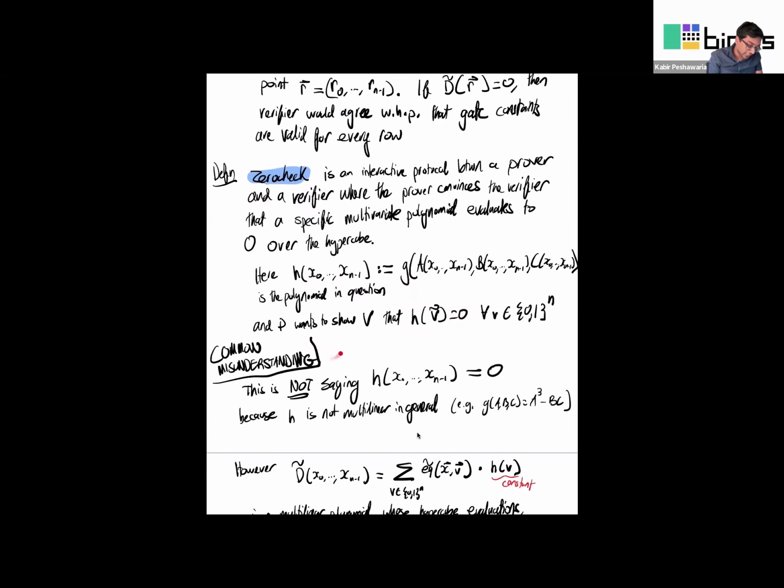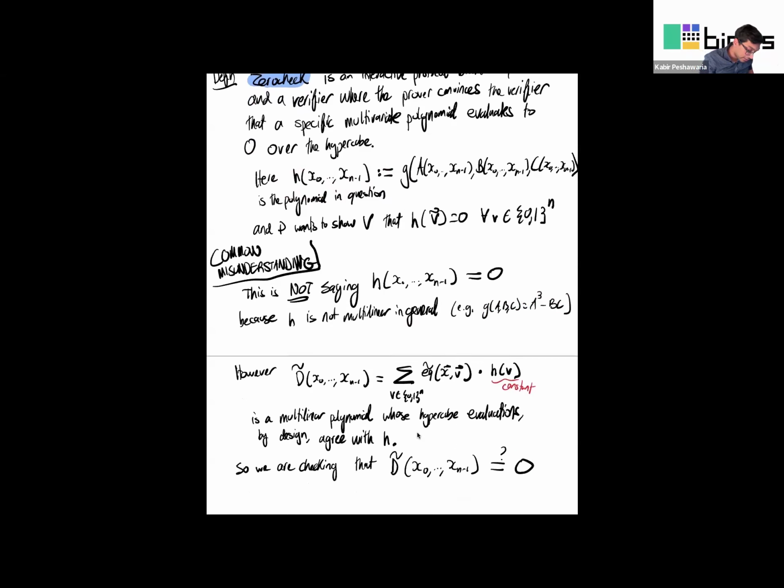Now there's a common misunderstanding. I'm not saying that H is necessarily 0, because H is not necessarily multilinear in general. Remember, the fact that if you are all zeros over the Boolean hypercube then you must be the 0 polynomial is only true if the polynomial is multilinear. You can very much have a multivariate polynomial that happens to be 0 on all those points, but is non-zero elsewhere. If your gate constraint was something that looked like this, for instance, then we can no longer guarantee that H is multilinear.